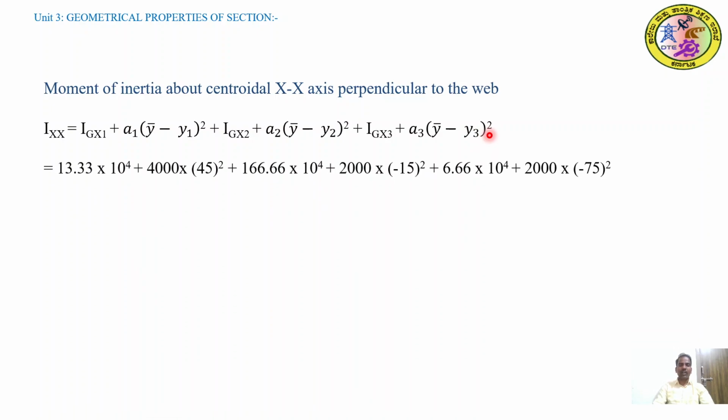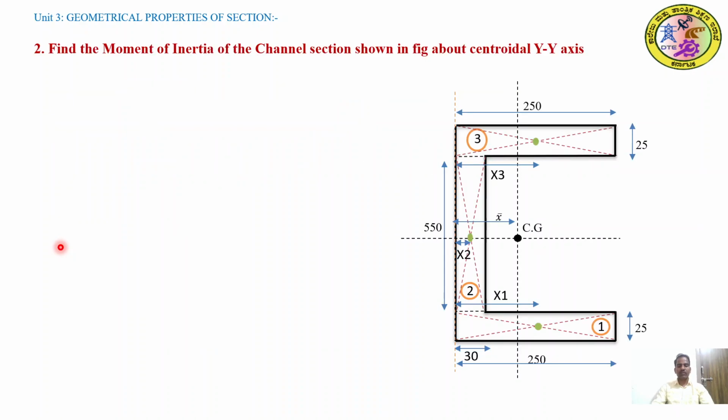If we substitute all the values, we will get the moment of inertia of the given section with respect to the x axis as 22.266 into 10 power 6 millimeter power 4. So this is the moment of inertia of the given I section, which is symmetrical about the y axis. Now let's go to the second problem.